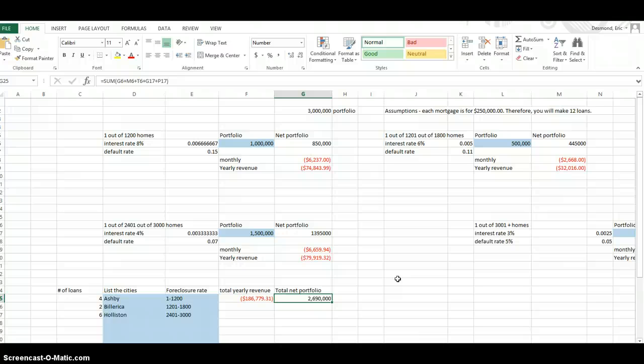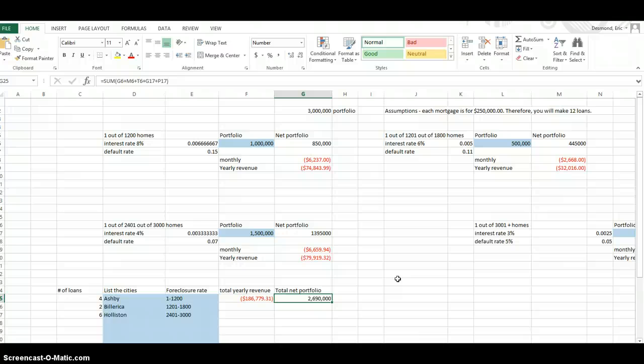In the scheme of things, a lot of times many portfolio hedge fund managers, mortgage companies, they don't mind if the yearly revenue goes down a little bit, but at the same time, if you can keep your net portfolio losses to a bare minimum and still make money, that's not a bad thing. So that's how to do this exercise.